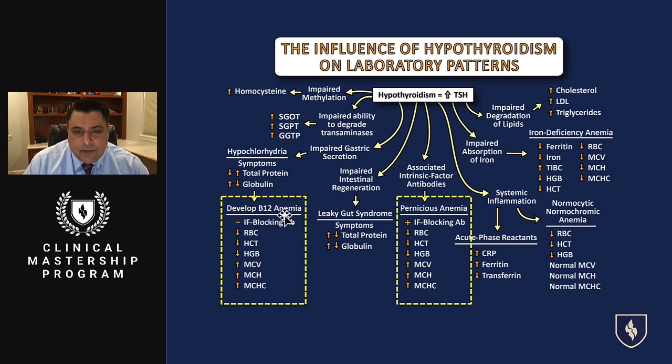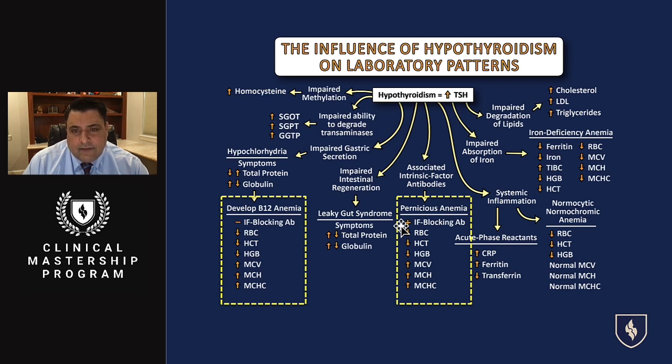And the main difference between B12 anemia and pernicious anemia is that B12 anemia is due to a deficiency of B12 in the diet, or B12 absorption, and pernicious anemia is specifically due to antibodies to intrinsic factor, blocking antibodies, that is an autoimmune disorder impacting B12 absorption.